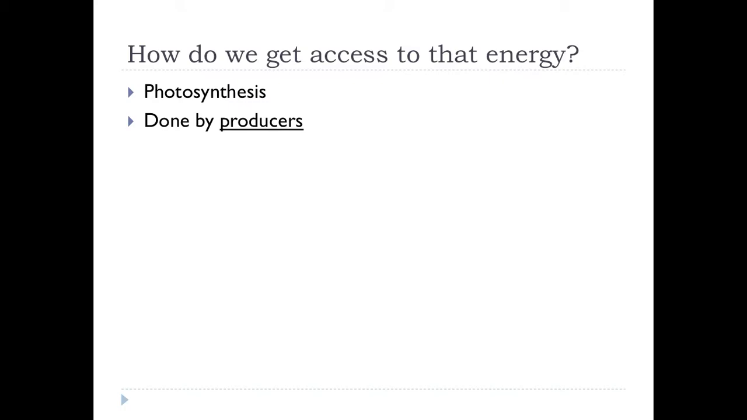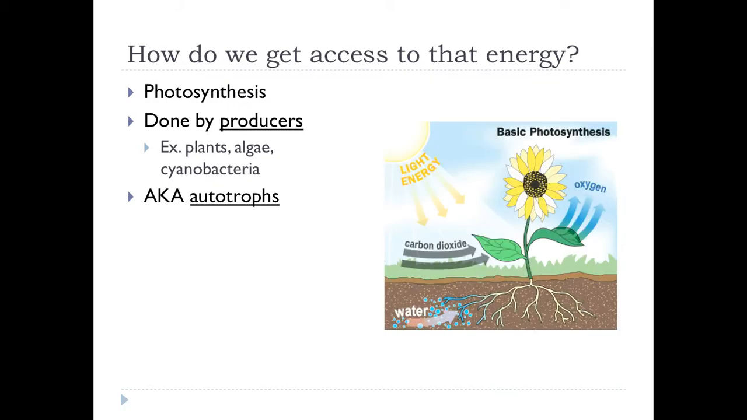Photosynthesis is done by producers, things like plants and algae. There are also types of bacteria called cyanobacteria that can photosynthesize, and they were the first organisms on Earth that could photosynthesize. Another term for producers, or things that can do photosynthesis, is autotroph, and they're autotrophs because they're producing their own food. So you might remind yourself what photosynthesis is and what the equation for that is. You will be expected to remember that.